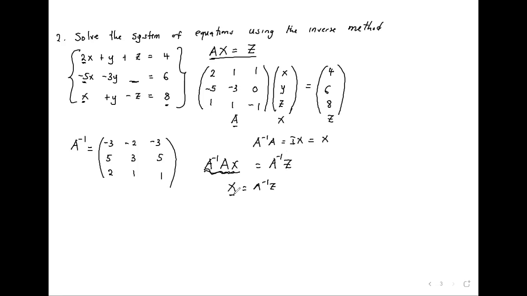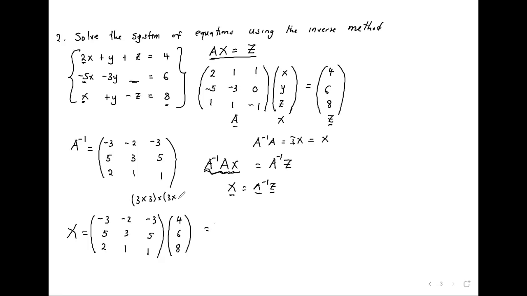So in this case, X is equal to A inverse, which is here, minus 3, 5, 2, minus 2, 3, 1, minus 3, 5, 1. This will multiply by Z. Which Z? This one, the solution matrix, 4, 6, 8. Then what do we get? First to check, are you able to multiply? This is 3 by 3 multiplied by 3 by 1. So we can multiply because the inner dimensions are equal.